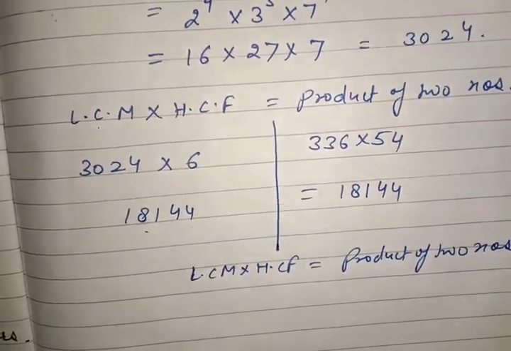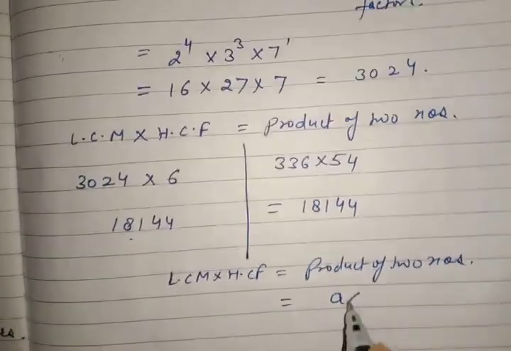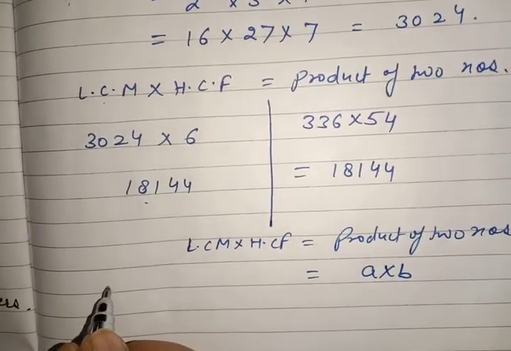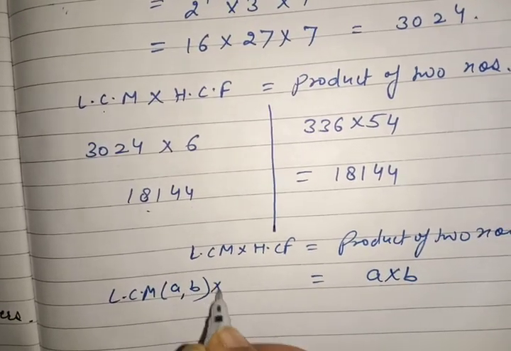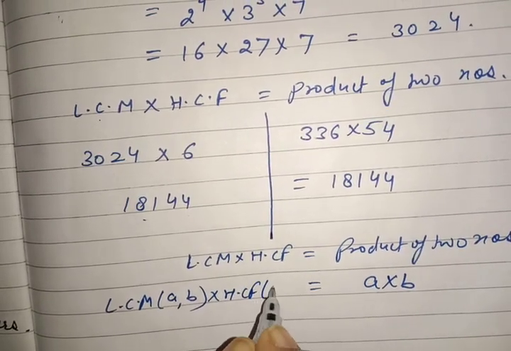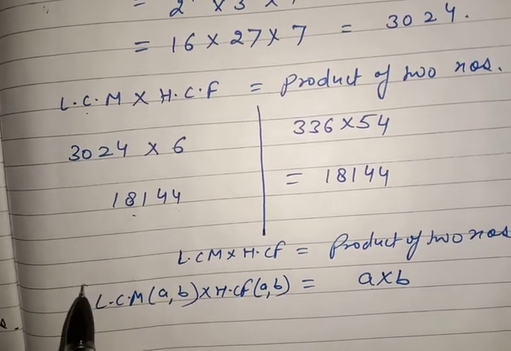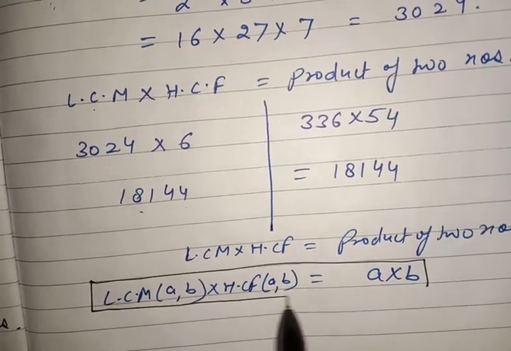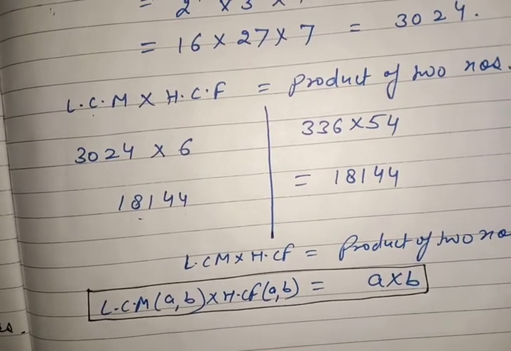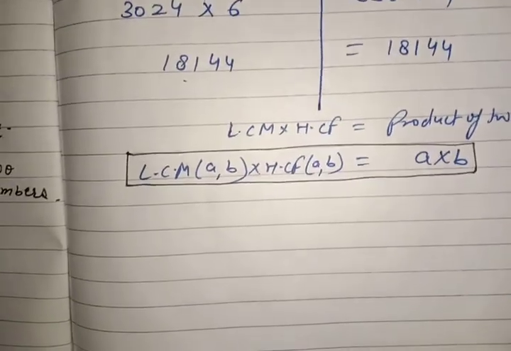Also, the standard form of this is that if we take two numbers as A and B, then A multiplied by B is LCM of A, B multiplied by HCF of A, B. This is the standard notation of this formula, and application of this formula can be asked in the exam. I will discuss one example with you for this.